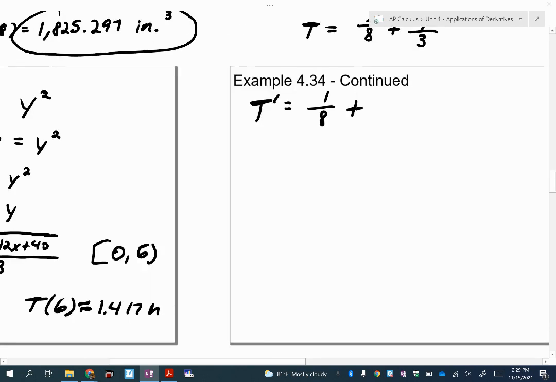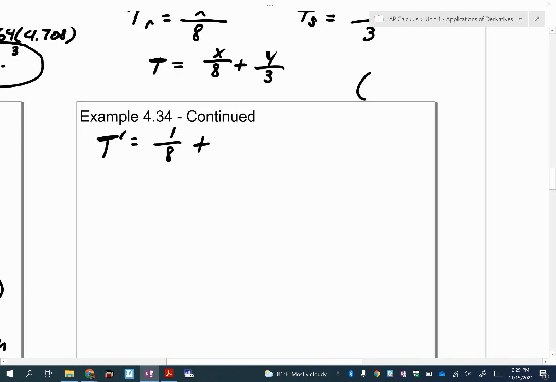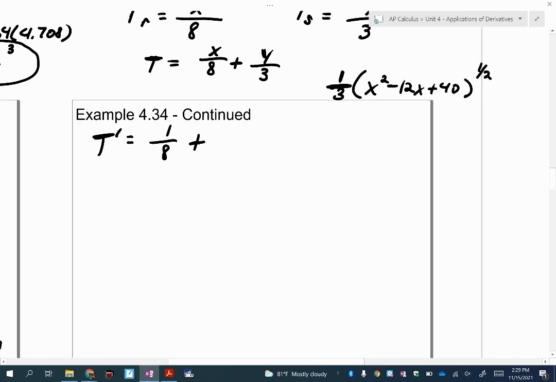Let me rewrite something for you real fast up here. That'd be the square root of x squared minus 12x plus 40, to the 1/2 power, divided by 3. So I'm going to put the 1/3 up there. If I do the derivative here, that's 1/3 times 1/2, which is 1/6, times x squared minus 12x plus 40 to the negative 1/2 power. But chain rule, you have 2x minus 12.